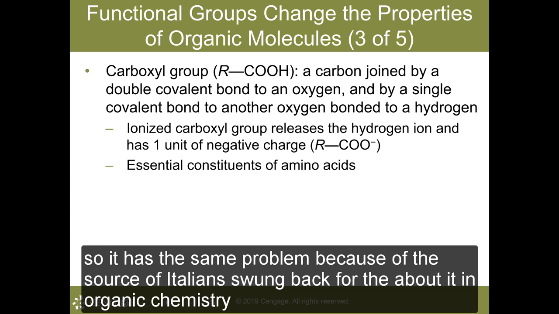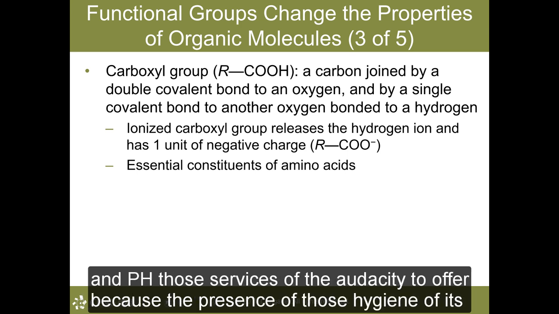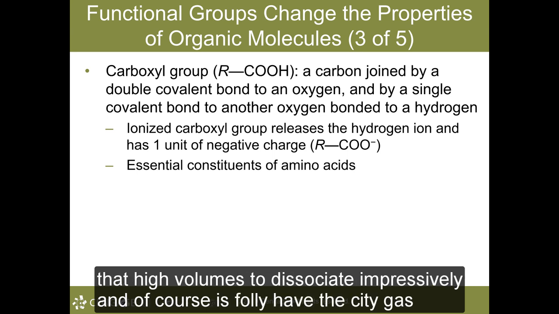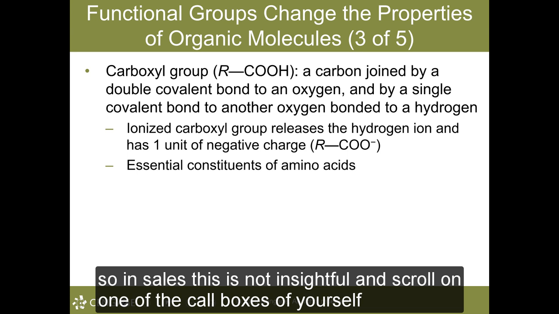Going back to what we learned about inorganic chemistry and pH, those substances are acidic because of the presence of those hydrogen ions, meaning the hydrogen ion power. The covalent bond between the oxygen and the hydrogen is so polar that the hydrogen ions tend to dissociate reversibly. That's why we have acetic acid. In cells, this is found in its ionic form and is called a carboxylate group.